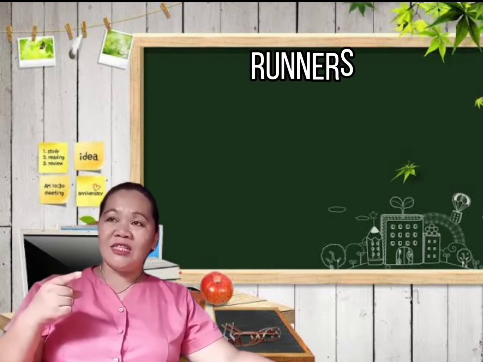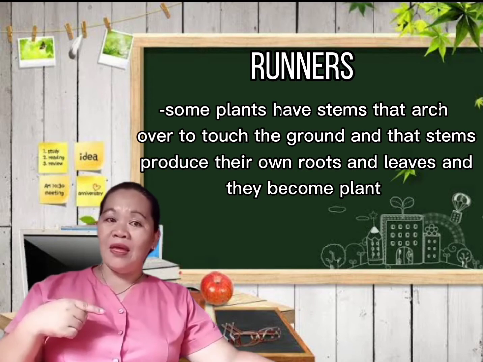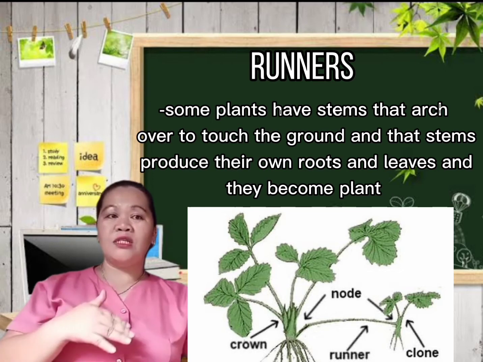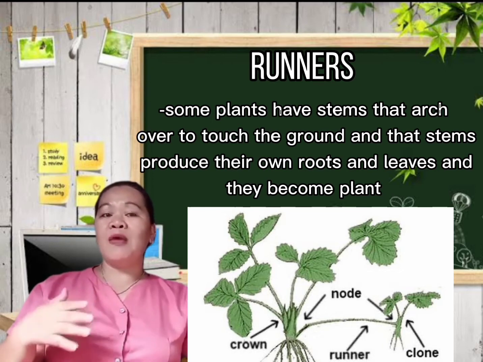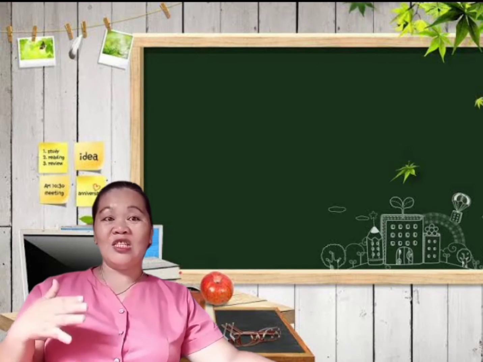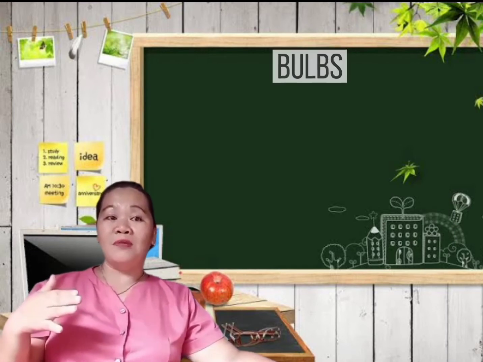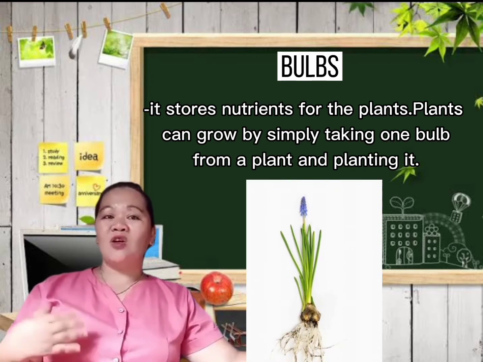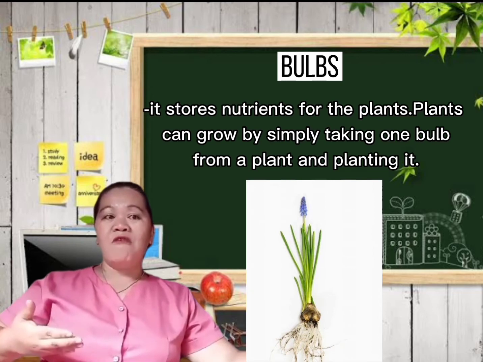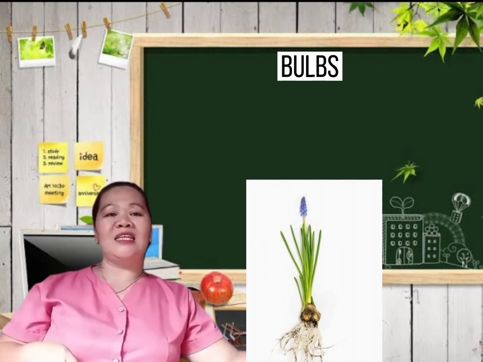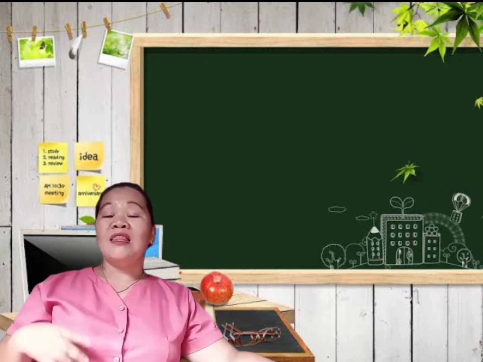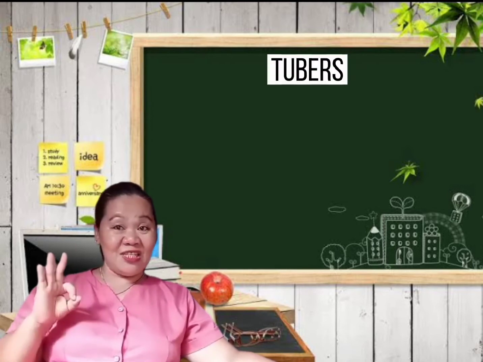So, runners. Some plants have stems that arc over to touch the ground, and those stems produce their own roots and leaves, and they become a new plant. So that is runners. And we have bulbs. It stores nutrients for the plants. Plants can grow by simply taking one bulb from a plant and planting it. For example, onions, garlic, and lilies are from bulbs. Okay? Next, tubers.